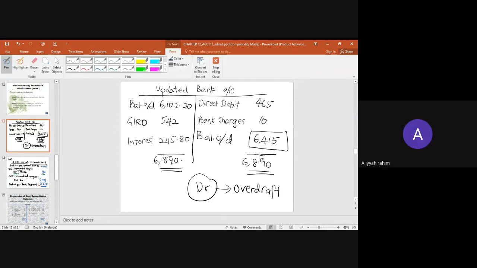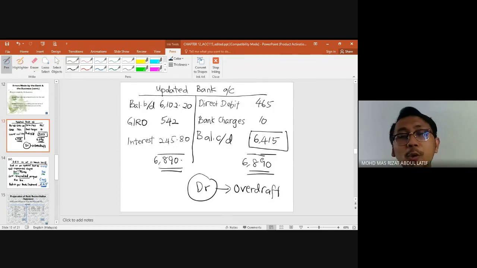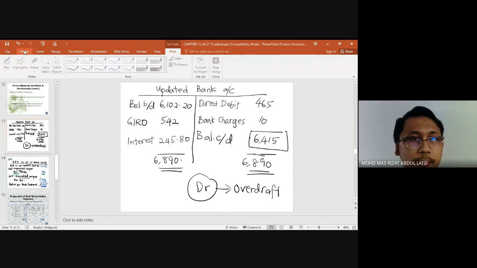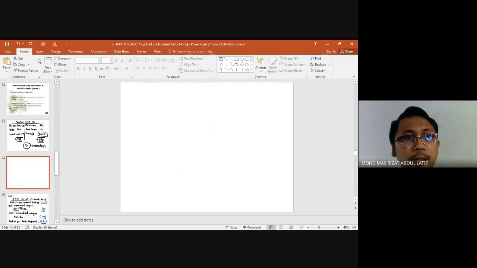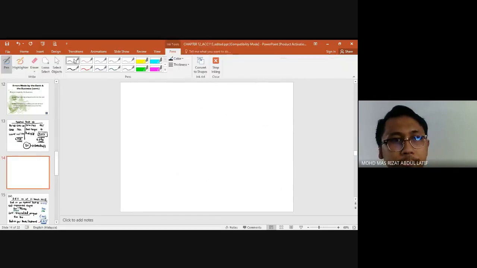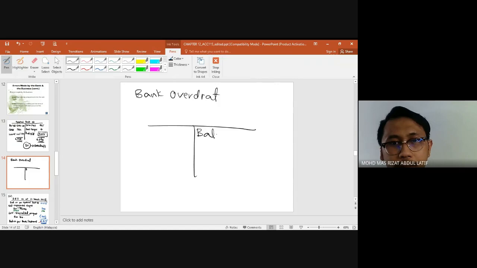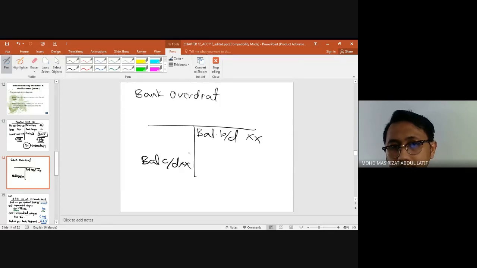Faham? Okay, maksudnya bank, kita dah tahu bank kan aset. Patutnya bank, kedudukan balance CD dia macam ni lah, macam apa yang kita nampak ni. Tapi overdraft ni macam mana pula? Overdraft ni maksudnya dia opposite. Saya boleh tambah satu lagi. So overdraft ni macam mana? Bank overdraft ni bentuk dia, okey saya tunjukkan, dia adalah bersifat liability. Meaning to say balance BD dia di sini dan balance CD-nya di sebelah kiri. Ini maksudnya liability lah ni. Ini adalah bank overdraft.